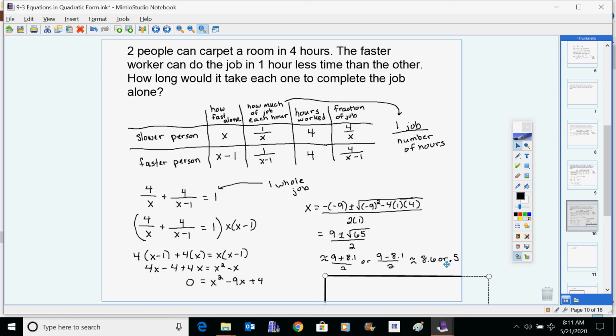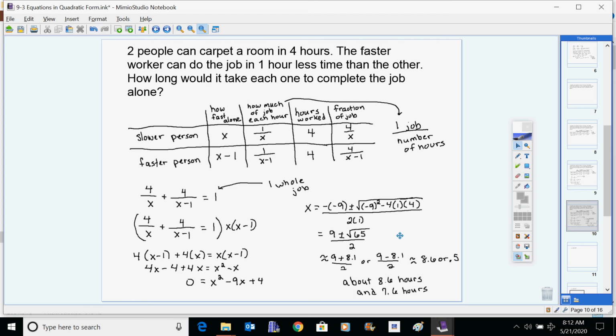You have to look at it and figure out which one makes sense. If it took both of them 4 hours to do this job, there is no way that the slower person is going to do it in half an hour. 8.6 is the number that makes sense. Yes, we did our work correctly, but you've got to look at your answer and say which one makes sense. So in about 8.6 hours, that person could do the job all by themselves. And in about 7.6 hours, the faster person could do it all by themselves because they take an hour less time.